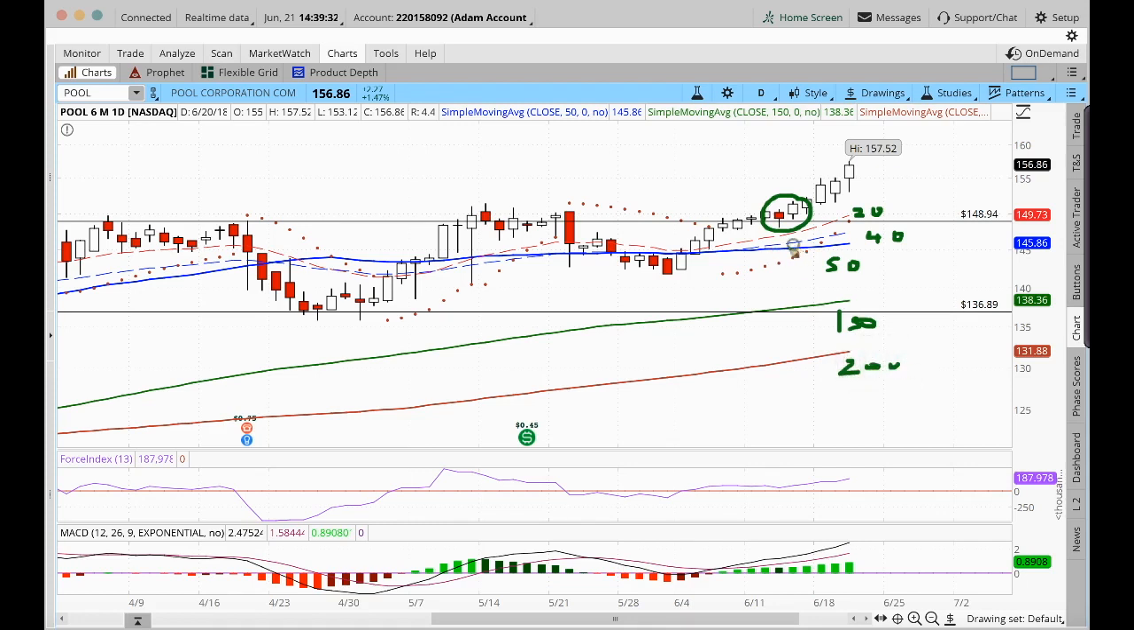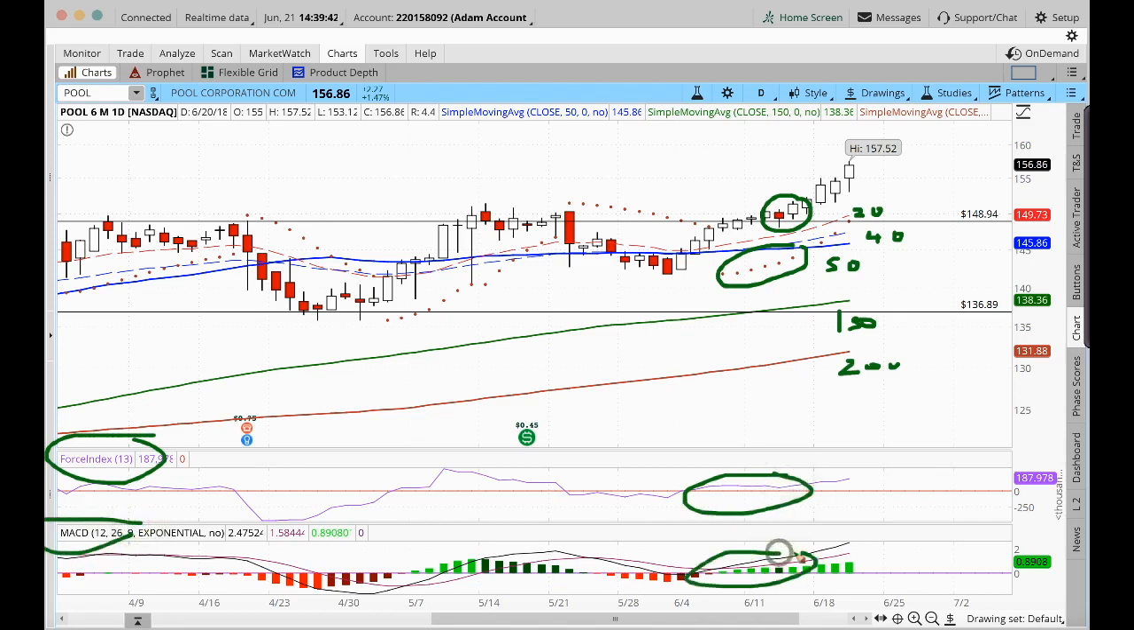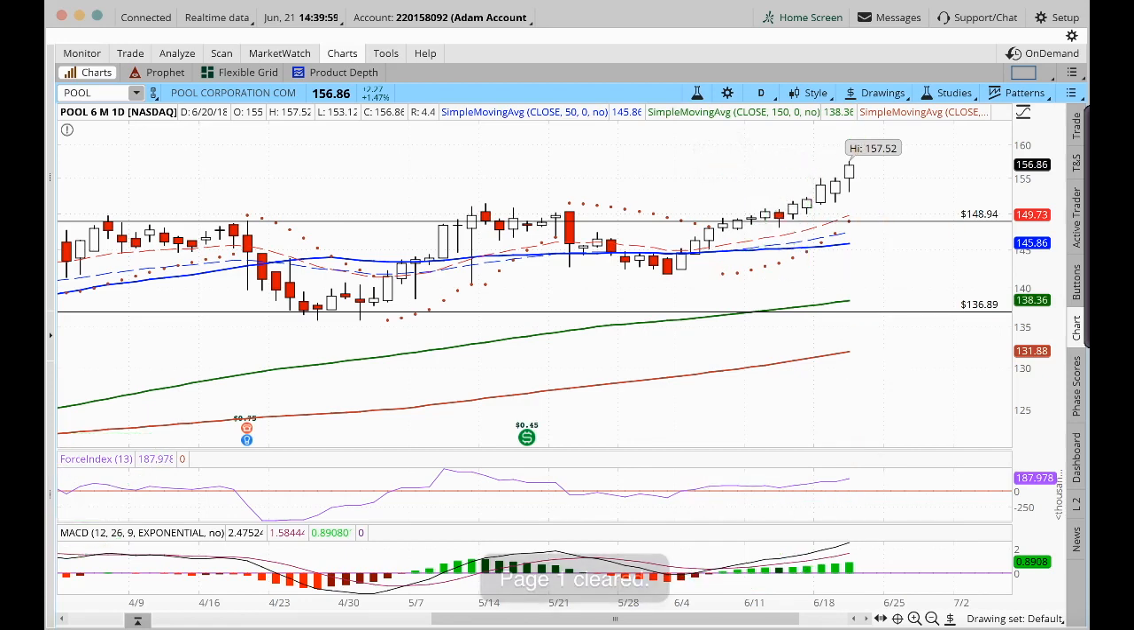All right, the parabolic SAR, the dots are below the candle, that's bullish. The force index is above 0, that's bullish. And the MACD is also bullish. So in fact, we had 3 out of 3 indicators bullish, which we don't need. We just need 1 out of 3. But in this case, we had 3 out of 3. So this was a really good trade. And that's why I entered here to catch the trend up. All right, so that's how you set up the charts for breakout patterns.